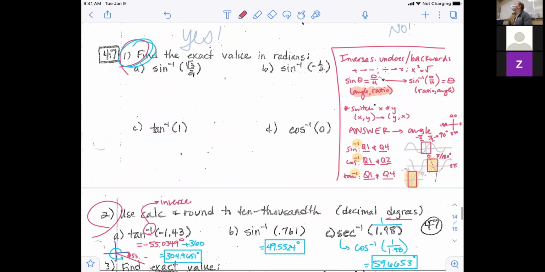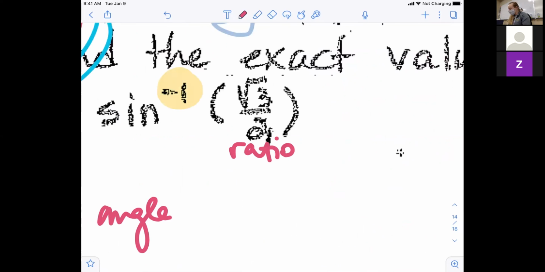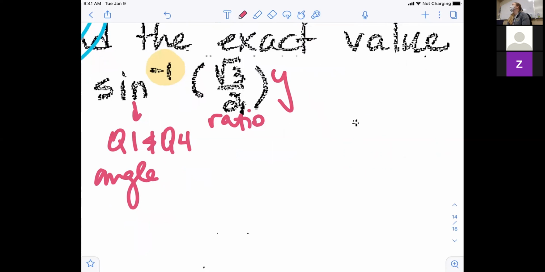Let's go over to letter A. It says sine to the negative first of root 3 over 2. So sine to the negative first means that this is a ratio, and what's my answer going to be? What am I looking for? An angle. Good. My answer is going to be an angle. We know that sine, we just decided, has to be in quadrants 1 or 4. So we're only looking in quadrants 1 and 4. And sine is always my y value. So we're essentially going to our unit circle and say, okay, where is y, positive root 3 over 2, in quadrants 1 and 4? At what angle is my y, root 3 over 2?